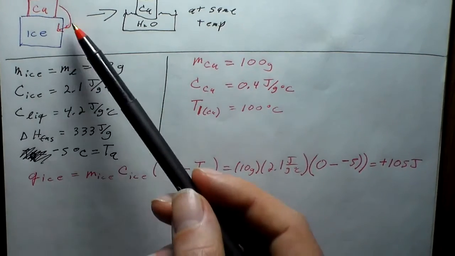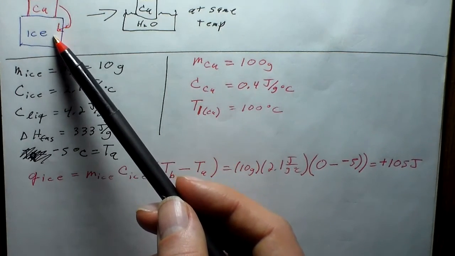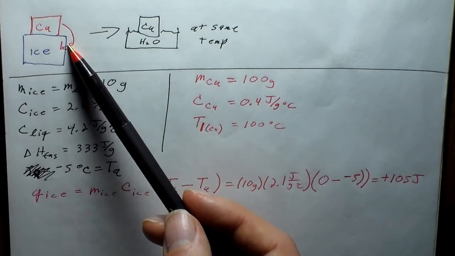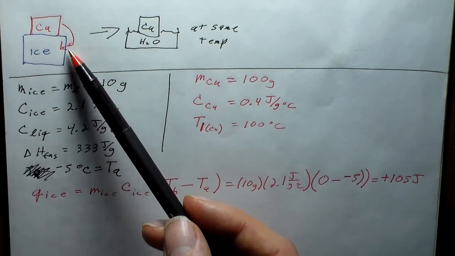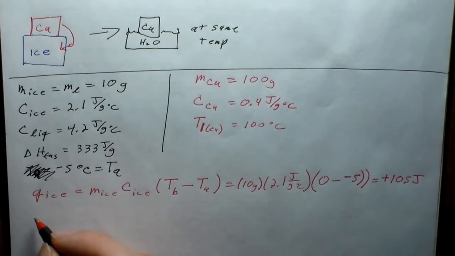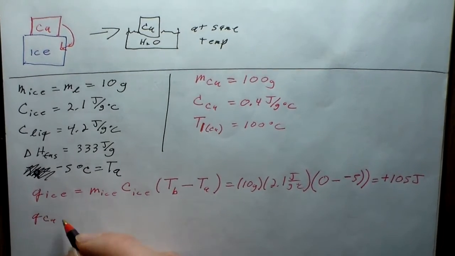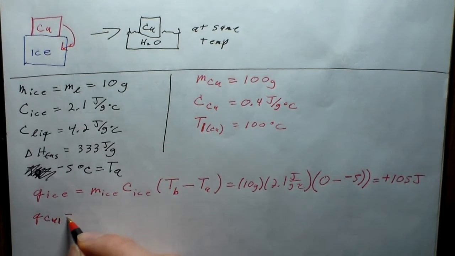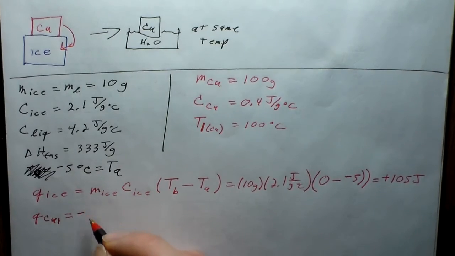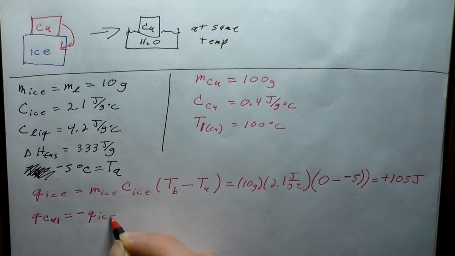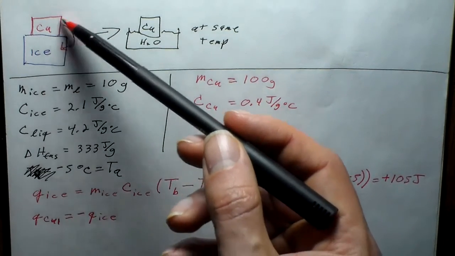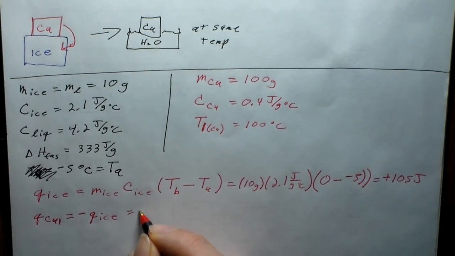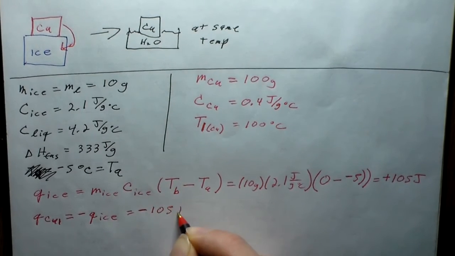Now, of course, since this energy is coming into the ice to start melting it, that has to come from the copper. The copper is going to be losing the exact equal and opposite amount of heat that just went into the ice. So the Q of the copper, and this is going to be Q of copper 1, because this is my first step here, is going to be equal to the negative of the Q of the ice. That's, of course, because the heat that flowed into the ice came from the copper. So they're going to be equal and opposite. So this is now a negative 105 joules.